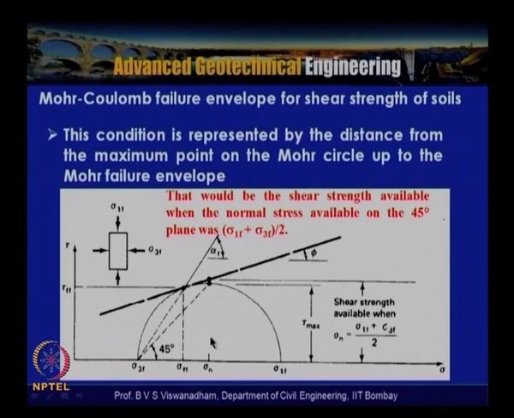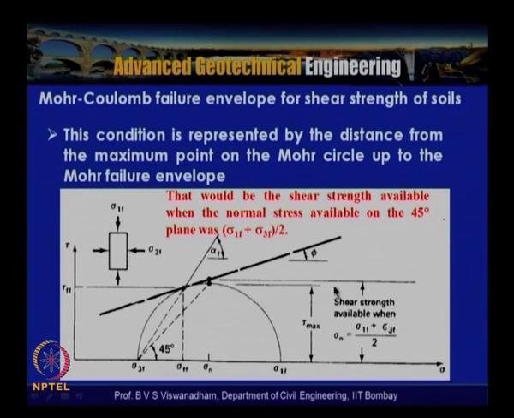Now let us consider a Mohr circle where the envelope is like this, and we have the maximum shear stress which acts on that 45 degrees plane. This is the maximum shear stress, but failure is occurring on the plane at alpha f, which is different from the 45 degrees maximum shear stress plane. We have discussed that the combination is such that the shear strength available on this plane is more than the shear stress.